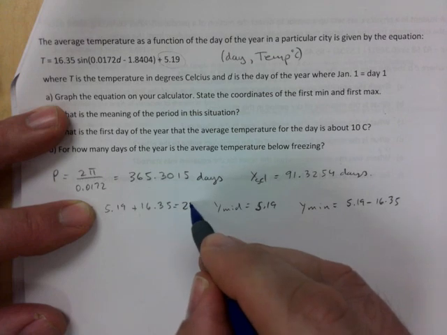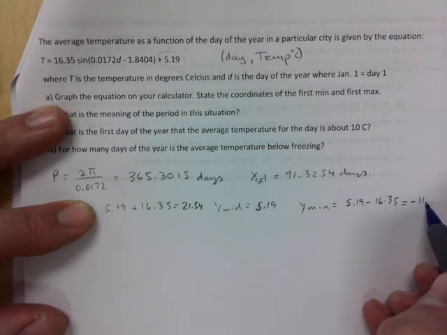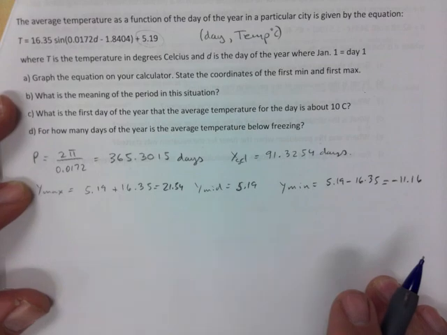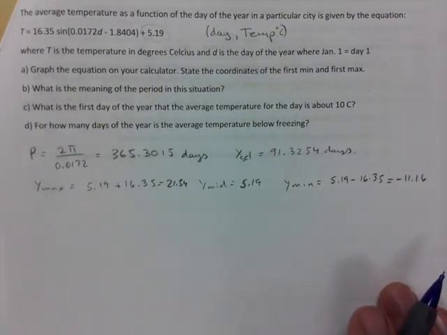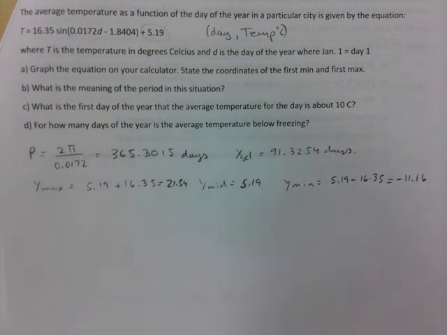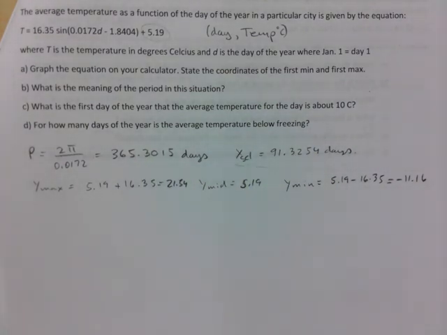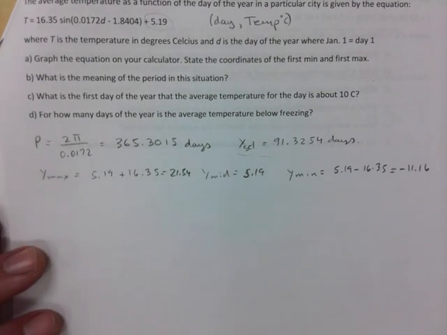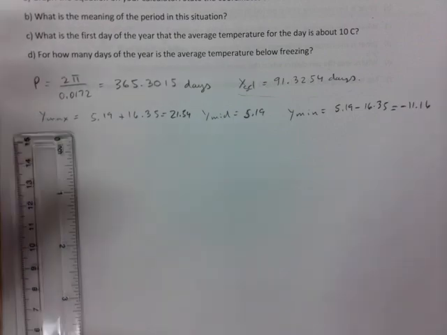And Y max is 21.54, and this is a negative 11.16. We have that. Those are our three Y values that we're going to jump around. This is our X scale, our period, for everything we need. So we're going to graph now. We are going into the negatives, so we need to account for that.